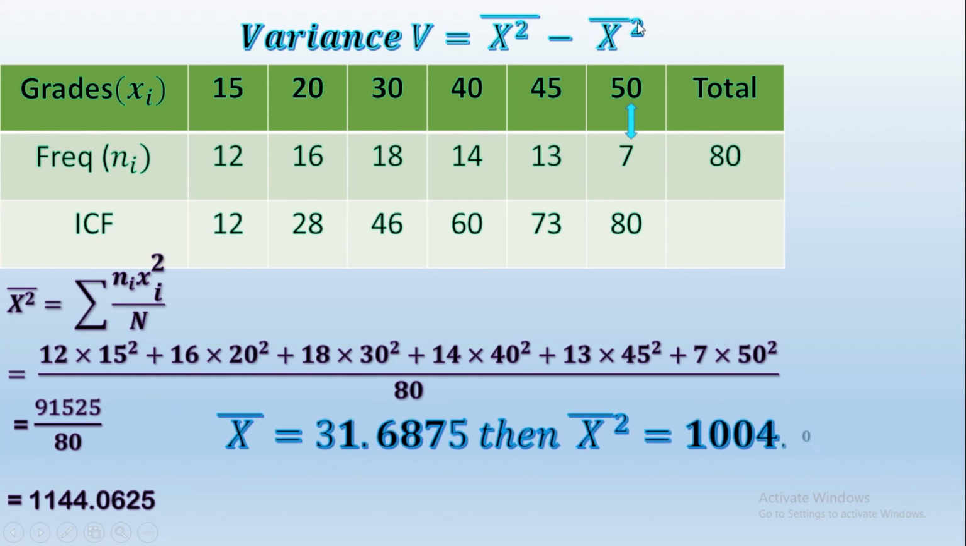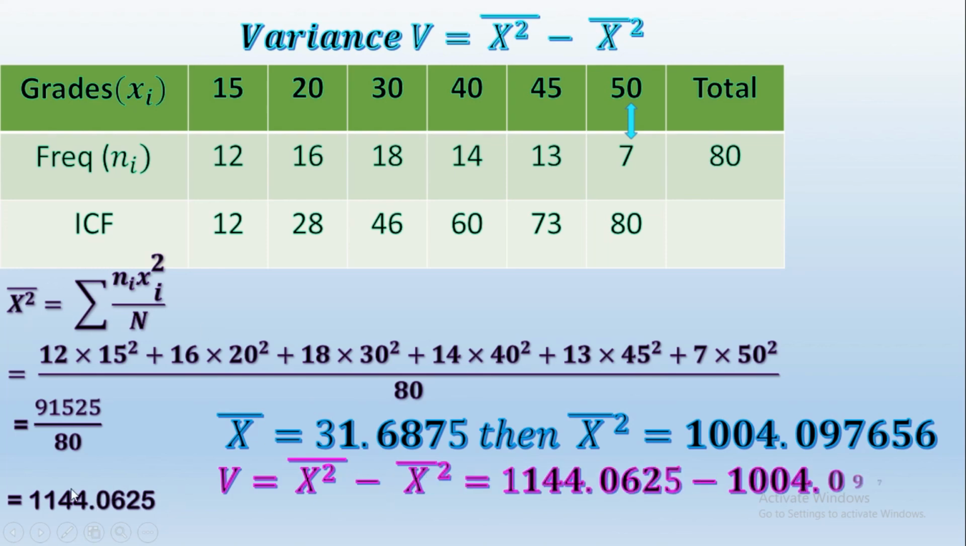We have found x squared bar. What about x bar squared? We have just calculated x bar, which is 31.6875. When we raise it squared, we get x bar squared, which is 1004.097656. How to calculate then the variance? We just subtract them. So the variance is x squared bar minus x bar squared.